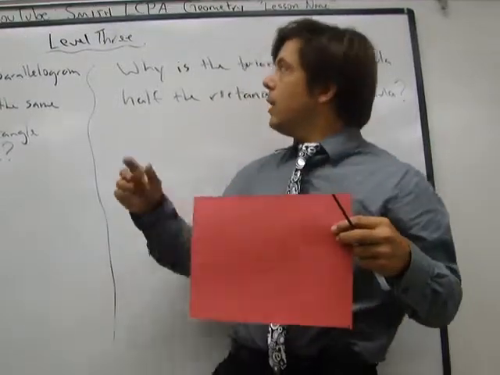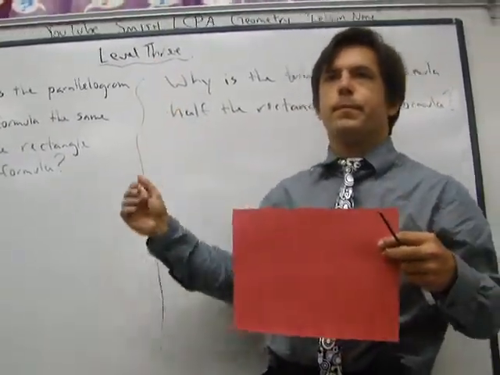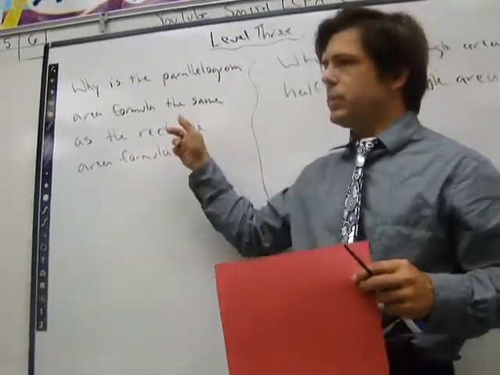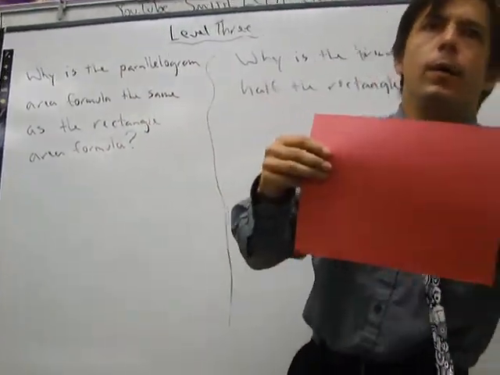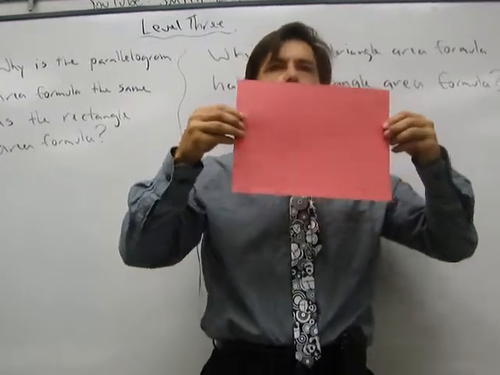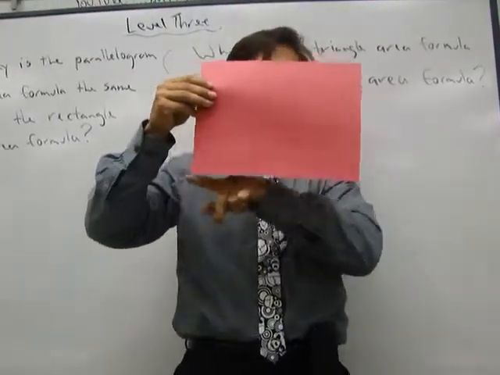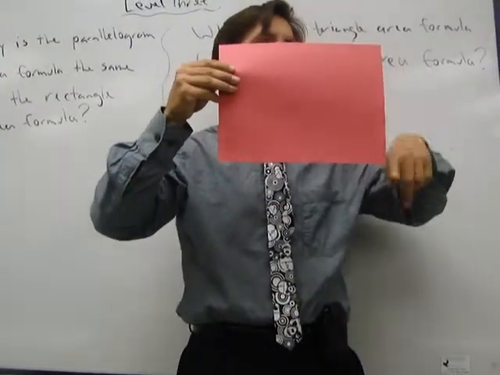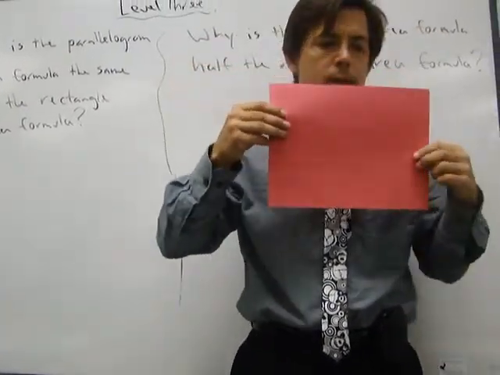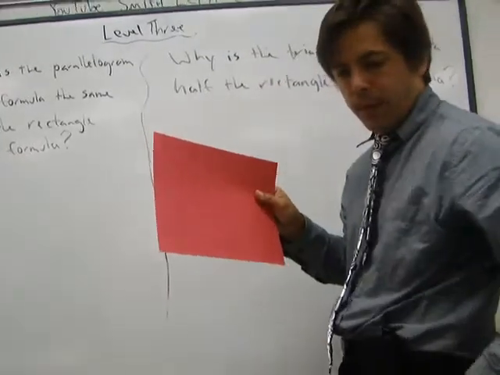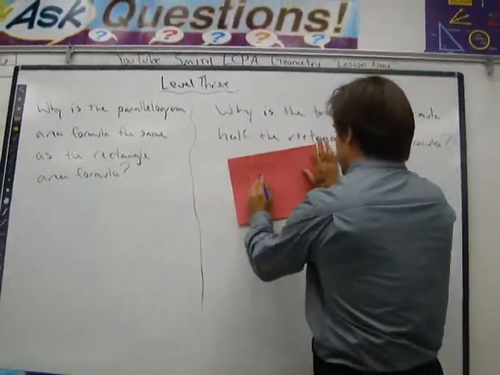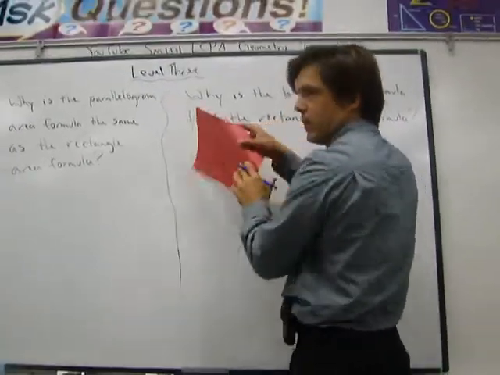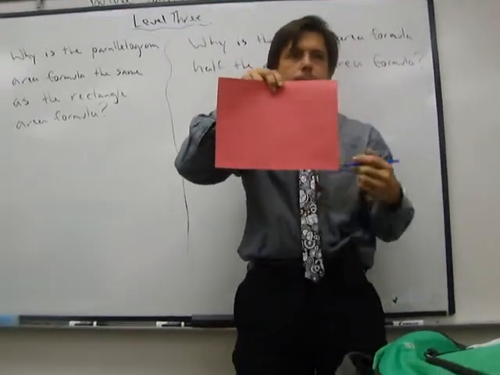Okay. Here we're going to look at level 3. Level 3 says, why is the parallelogram area formula the same as the rectangle area formula? Well, everybody, what shape is this piece of paper? It's a rectangle. So what would this distance be called? The base. What would this distance be called? Height. Does everybody agree then that the area would be found by doing base times height? Does that make sense? It's base times height? Yes.